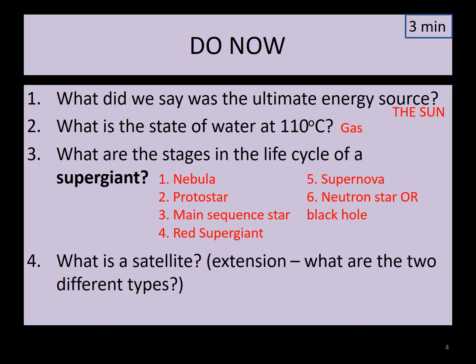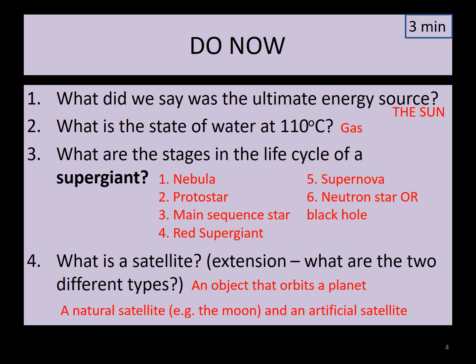And then let's have a look at question number 4. What is a satellite? This is something that you would have learned from Miss Dowling's lesson. What is a satellite? A satellite is an object that orbits a planet. And then I asked you an extension question. What are the 2 different types of satellite that you can get? So you can get a natural satellite, for example, the moon, or you can have an artificial satellite, which is built by us and put into space.